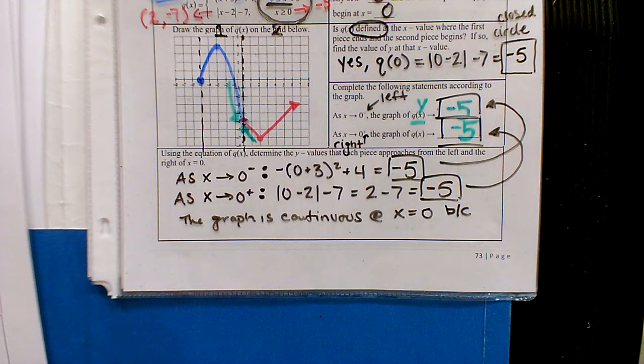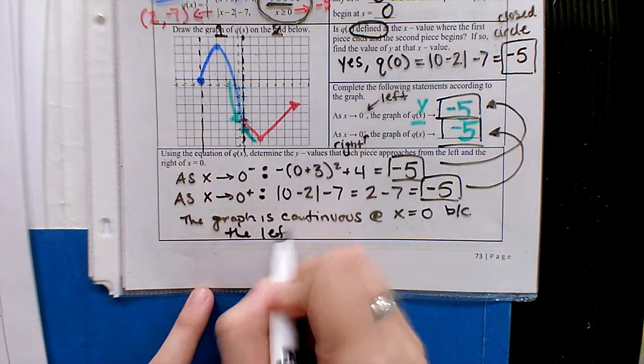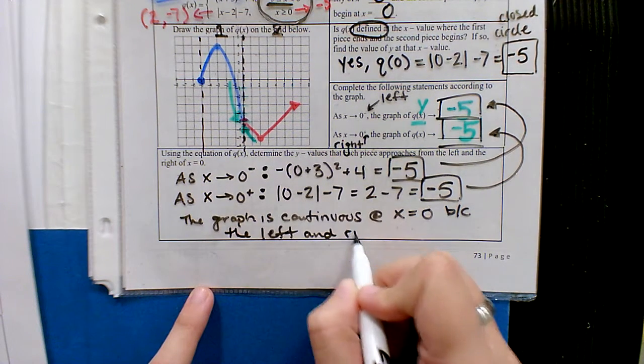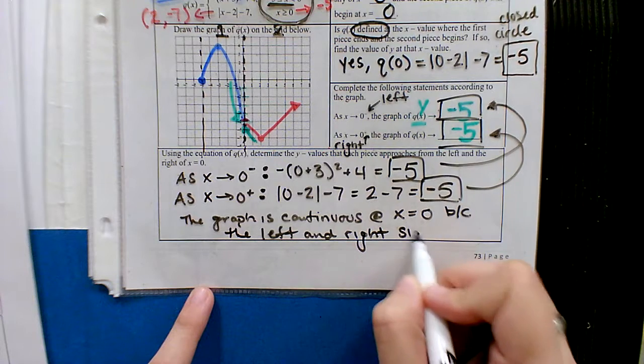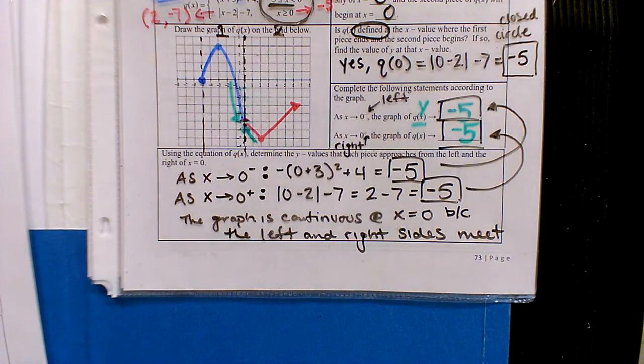That's how I want you to think about it. That's not bad, Isaiah. But mathematically, what's going on? Why do you not have to lift up your pencil? Yeah. Do the lines meet? The lines meet, because the left and right sides meet. That's part of it. There's one more piece.